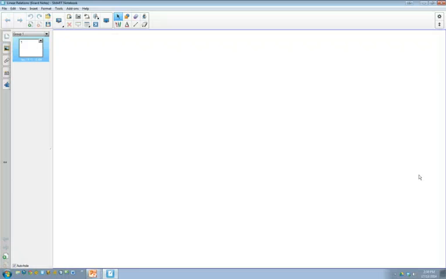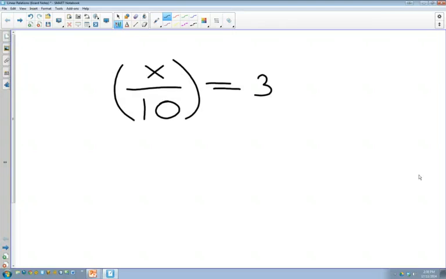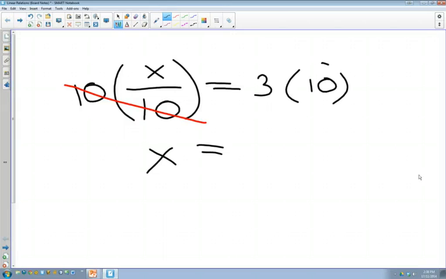So let me show you this in more detail. x over 10 equals, what did I have? 3. Let's just go with that. So to solve this, I'm going to multiply this side by 10. What that essentially does is it cancels out both 10s. And what's left over? Just x. But what I do to one side, I have to do to the other. So I multiply this side by 10, and I get 30.